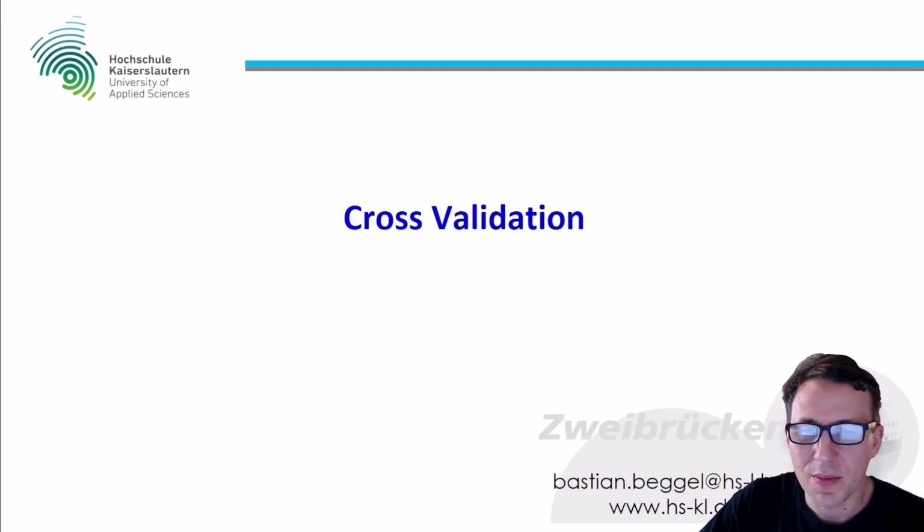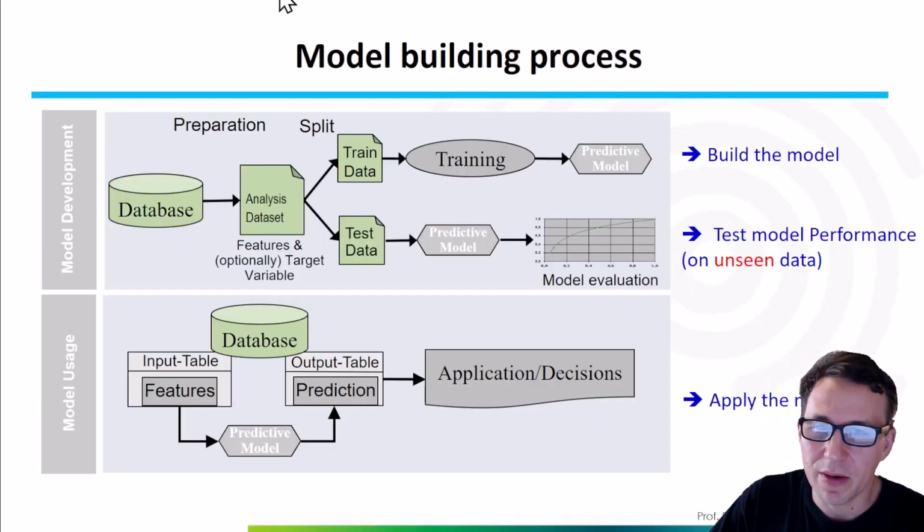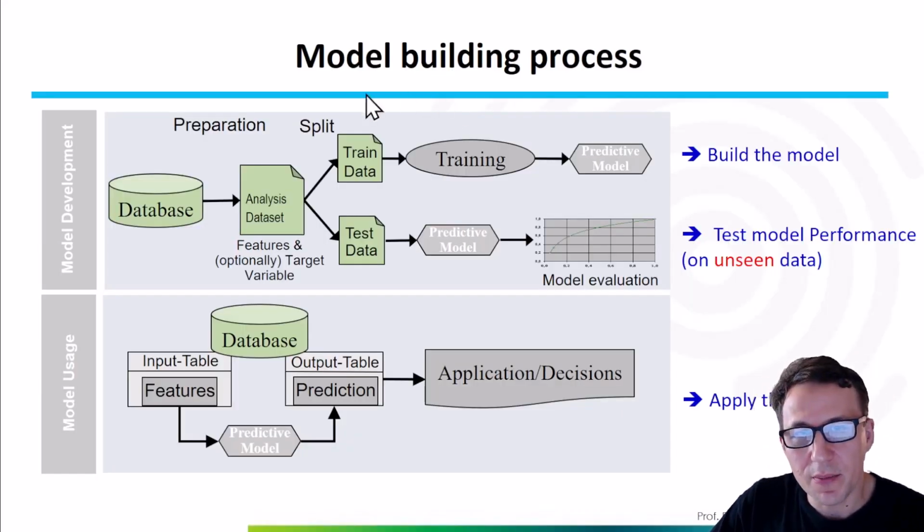So now let's talk about cross-validation. Cross-validation is really a key concept in the field of machine learning, and it's a really neat idea. What is it all about? Well, we already talked about splitting up our data in a training part, a part of the data that we use for training, and a part of the data that we use for testing, our test set.